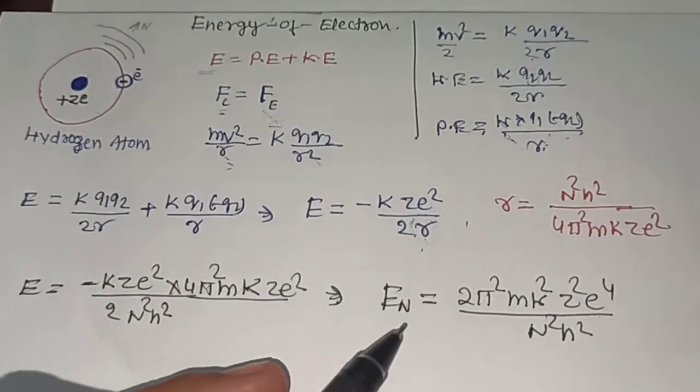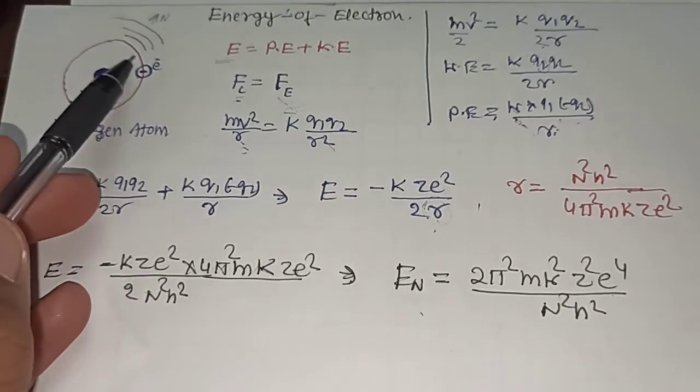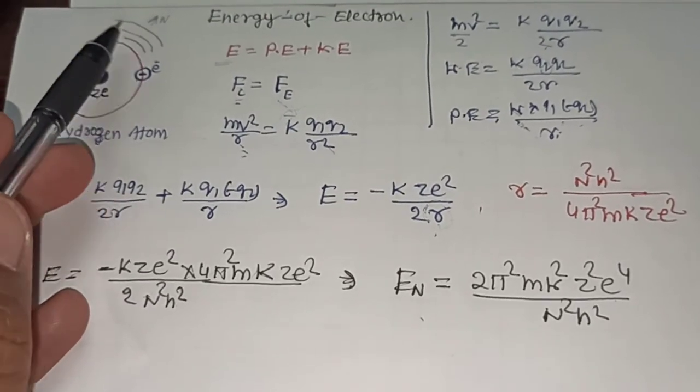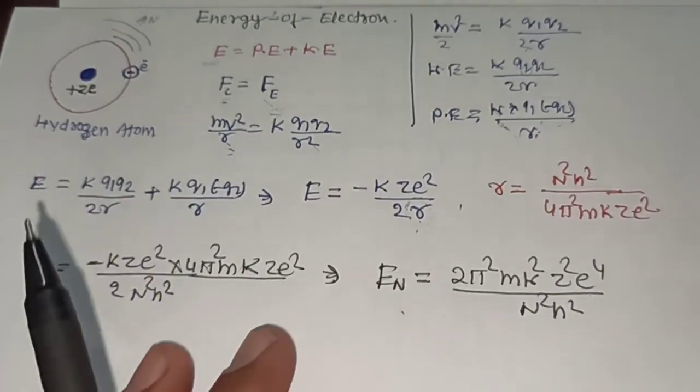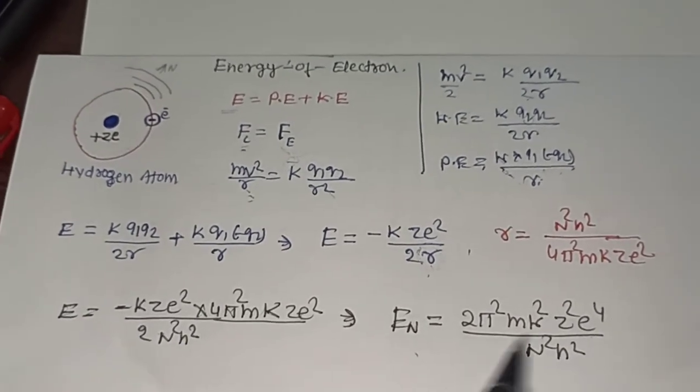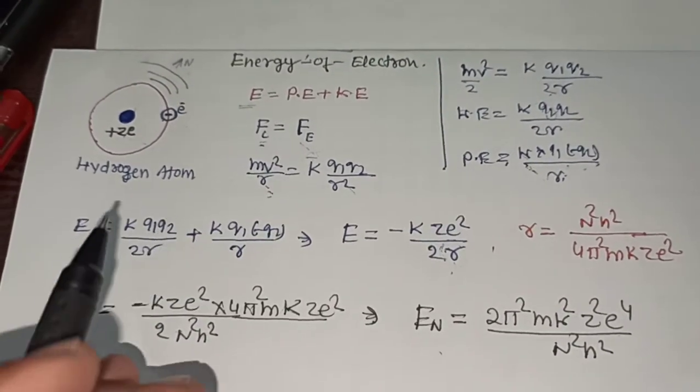So the final formula you can see is the energy formula of the hydrogen atom, where you will substitute E1, so you will get the first orbit energy, E2 for the second, E3 for the third, E4 for the fourth, and so on. So by this formula we can easily find all the orbit energies of the hydrogen atom.